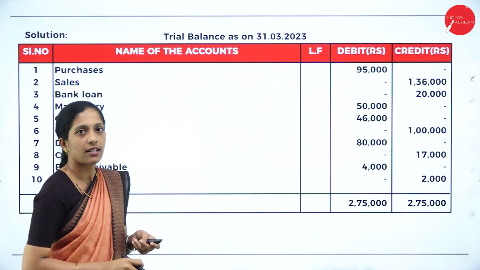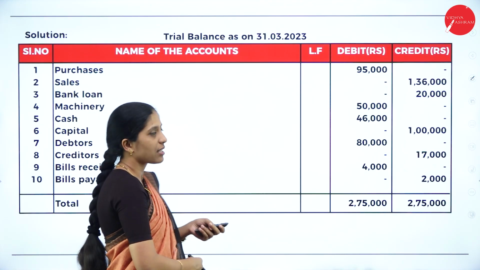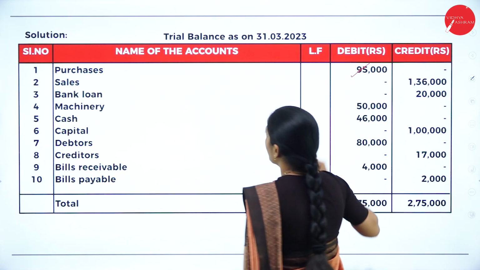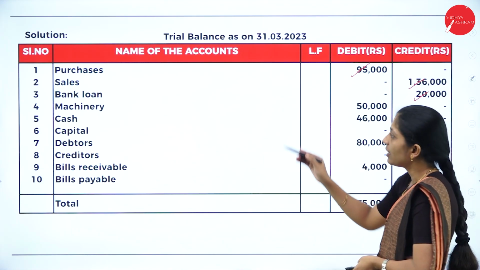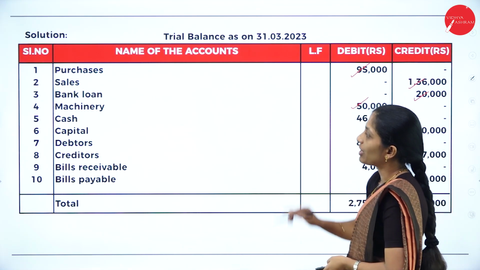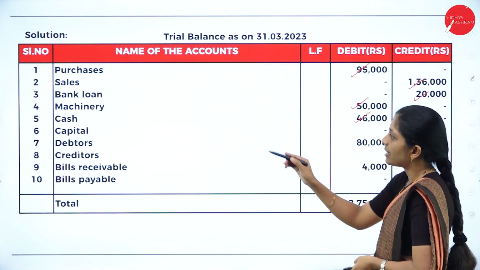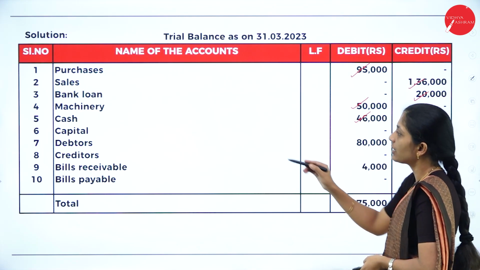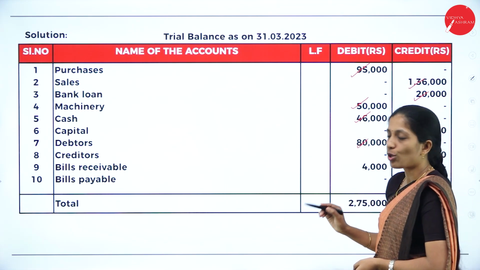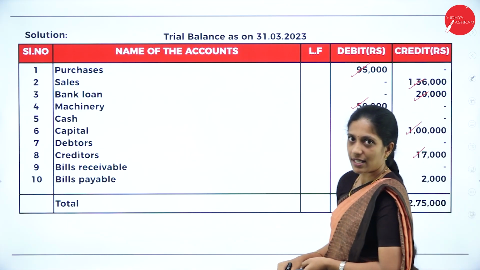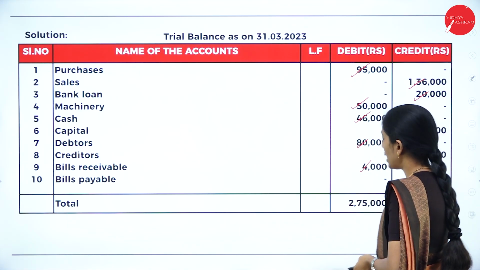Trial balance as on 31st March 2023. As I told you, purchases you have to debit, sales you have to credit, bank loan is a liability, credit. Then machinery you have to debit because it's an asset, cash is an asset, debit, capital you have to credit. Then debtors is an asset, debit. Creditors is a liability, so credit. Bills receivable is an asset, debit. Bills payable is a liability, credit.